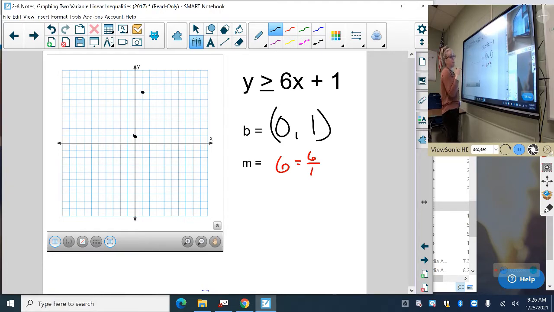Okay, now am I going to draw a solid boundary line or a dotted boundary line? Well, if you look back at your notes, this means down here that this equal to sign means this line is actually included. So I'm going to draw a solid line.